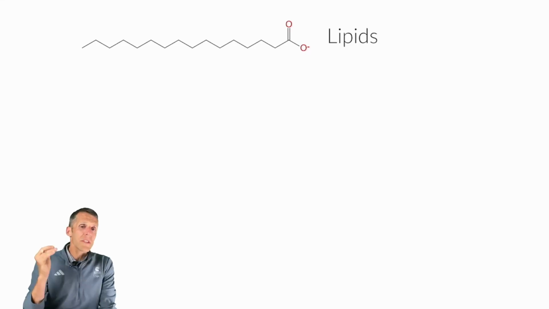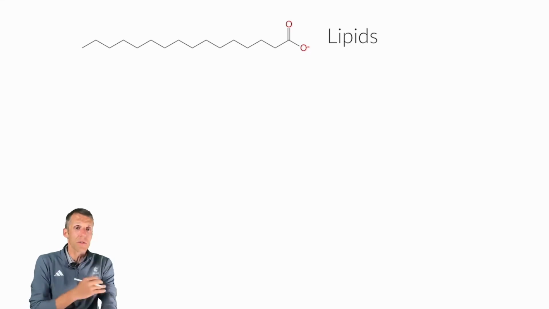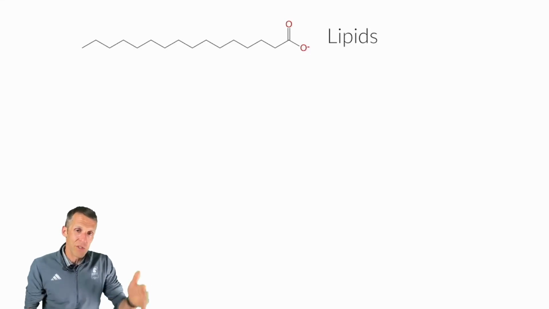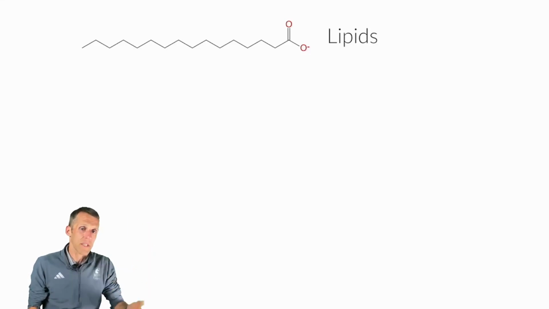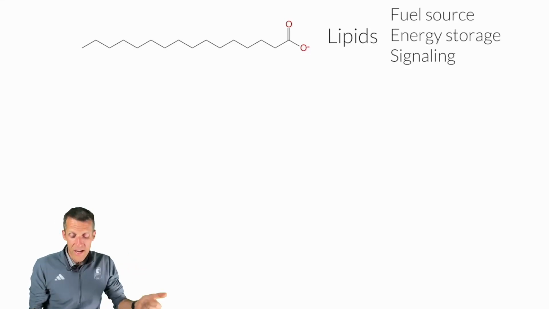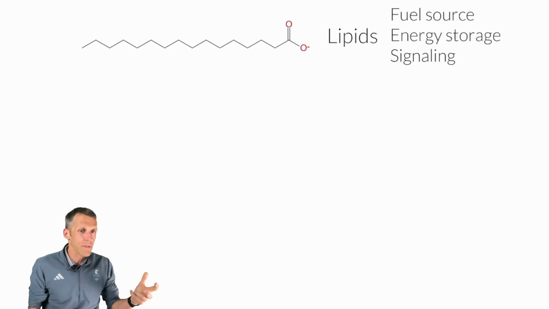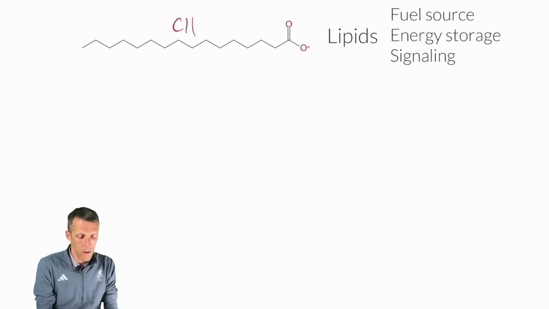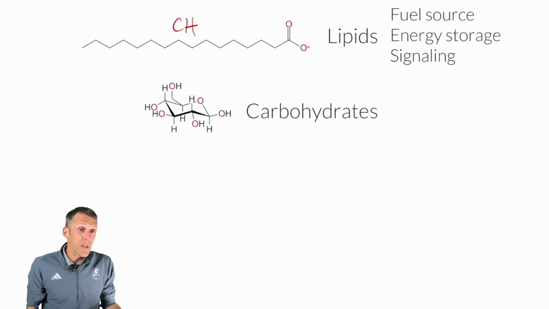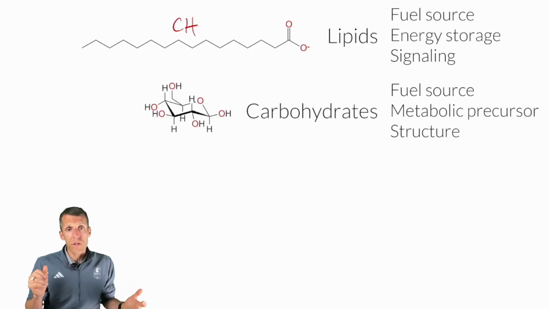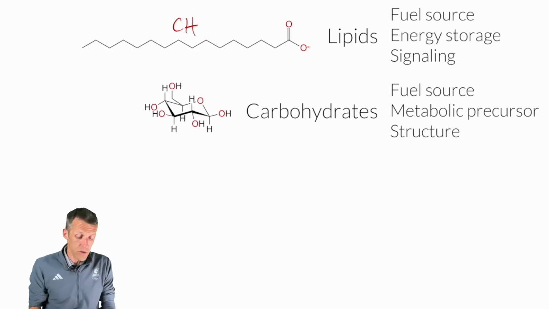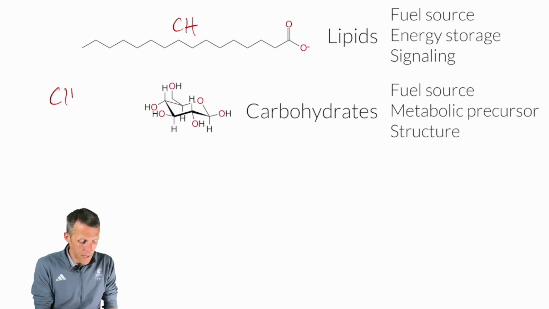Okay, so let's quickly walk through each of these classes. Again, I know this was a lot of content, sort of a data dump, but I thought it was useful to put it all together so we could compare and contrast all of these classes of molecules. So we've got lipids, which are used as fuel sources, energy storage, and signaling, and they tend to be these greasy, hydrophobic molecules with lots of carbons and hydrogens. We have carbohydrates, which are also used as a fuel source, but they act as metabolic precursors, and they can be used in structure. And they tend to be characterized by CHO.